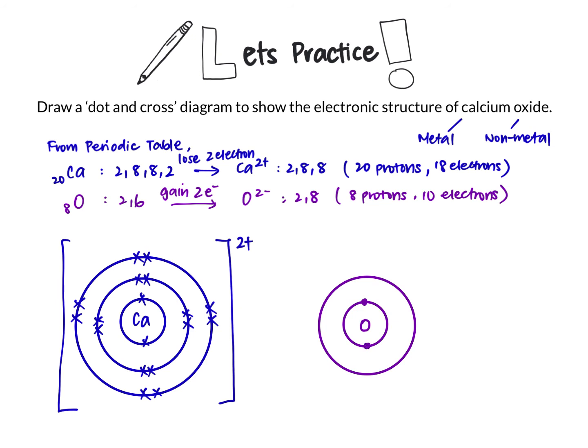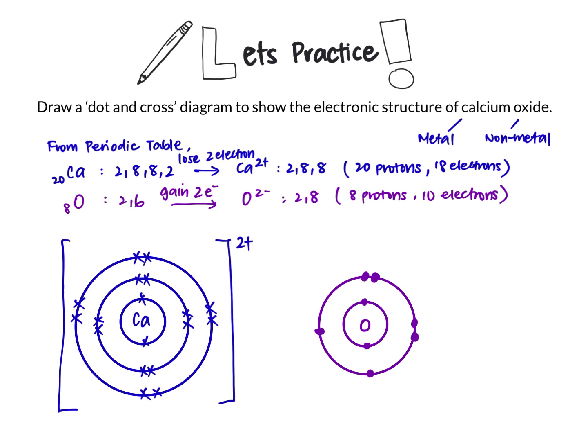2 electrons in the first shell for oxygen. Second shell, let's fill in north, south, east, west first. Then start anywhere and go in one clockwise or anti-clockwise direction.